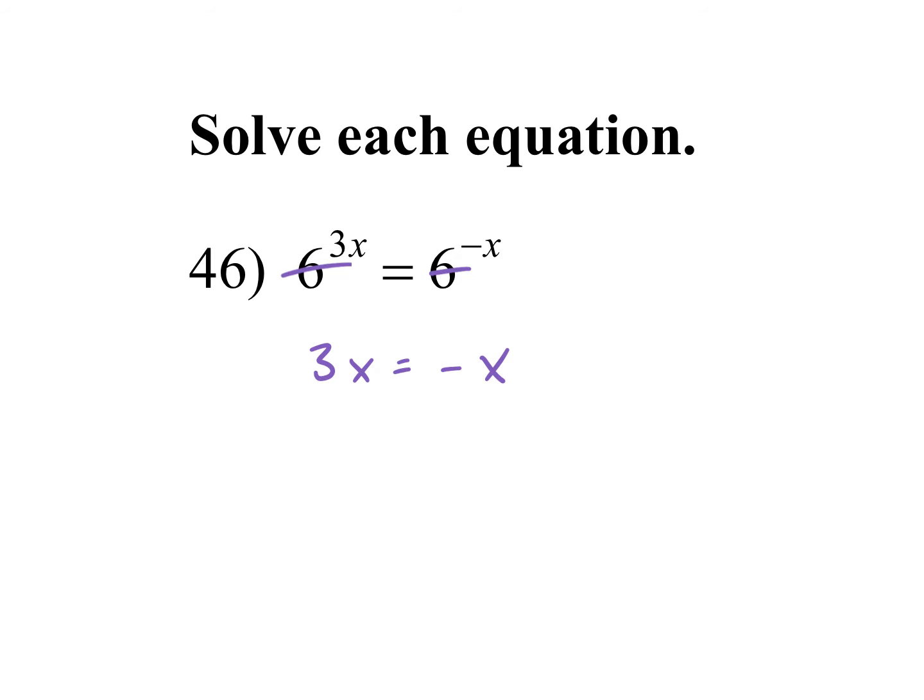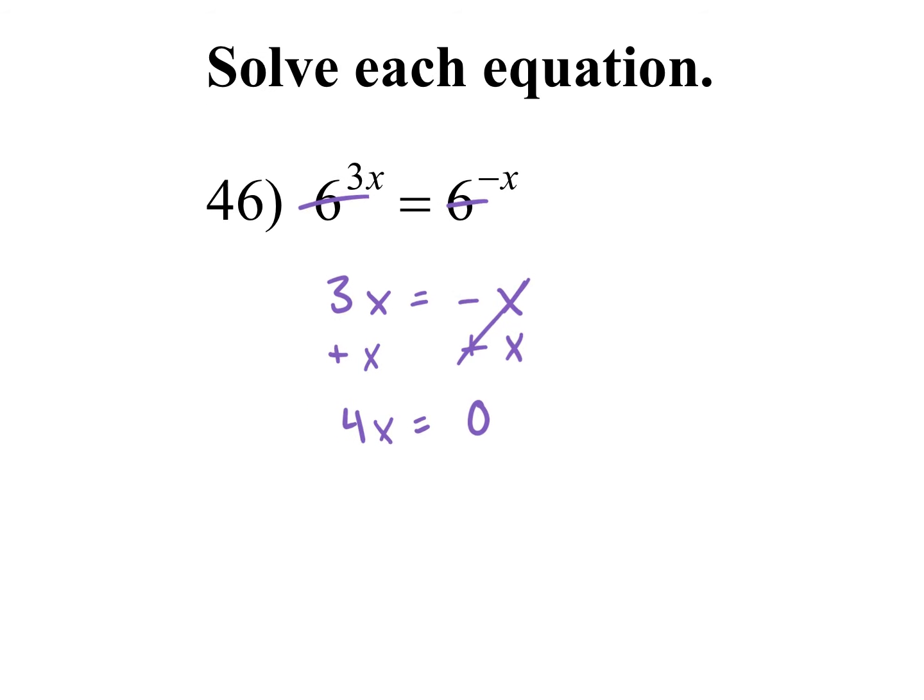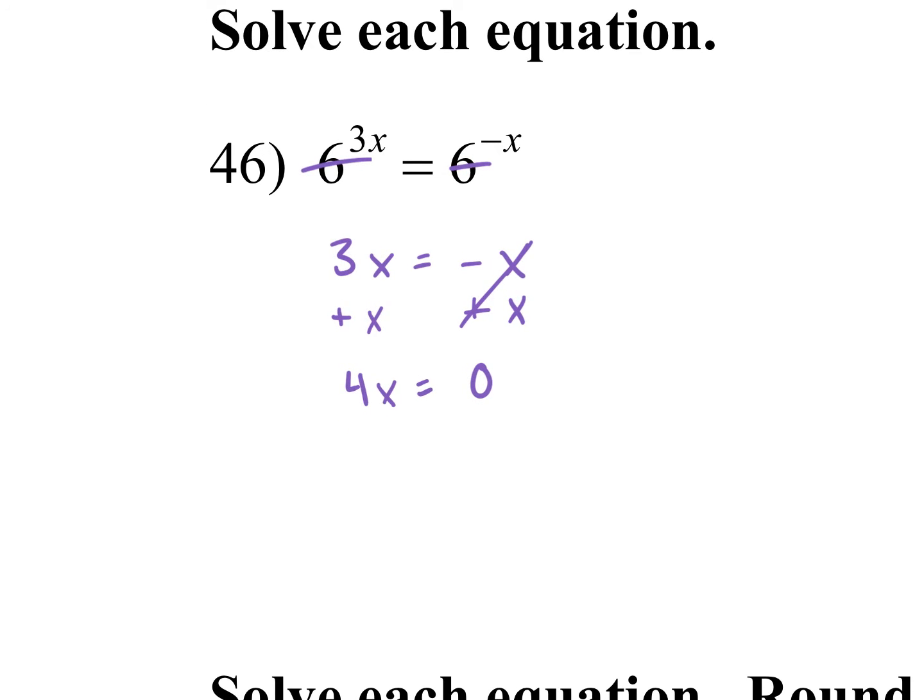You want to combine your like terms together first. So I need to move this x to the other side so I can add x. So what's 3x plus x? 4x. So 4x is equal to 0. And then what do I do? Divide by 4. What's 0 divided by 4?